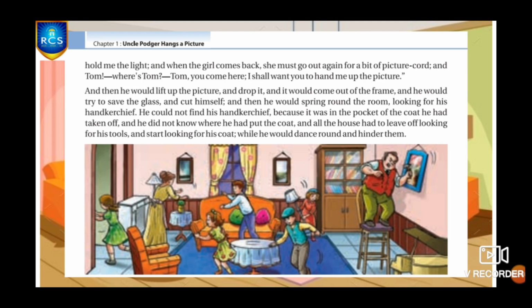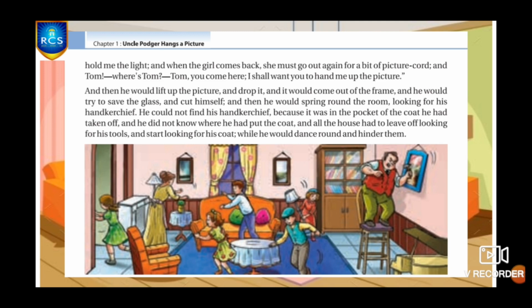And all the house had to leave off looking for his tools and start looking for his coat, while he would dance round and hinder them. And he would be calling Maria to hold him the light. And when the girl comes back after getting the nails, she must go out again for a bit of picture card. And Tom, you come here. I want you to hand me up the picture, he said. And after that, he would lift up the picture to him and he would drop it. And after that, it would come out of the frame.